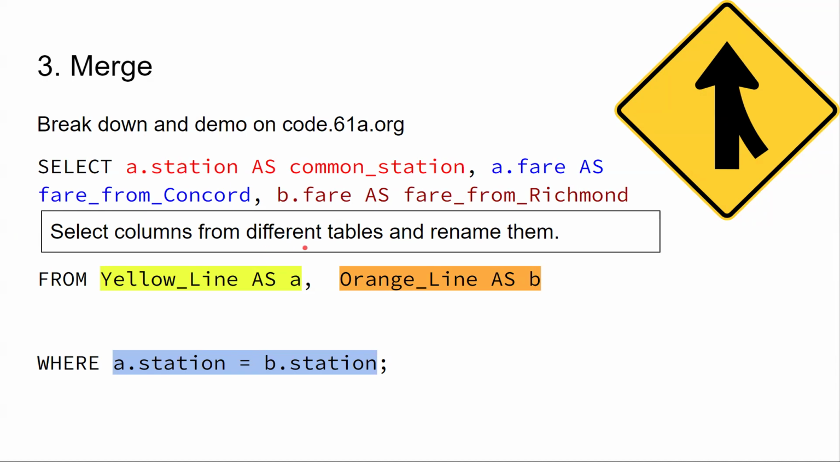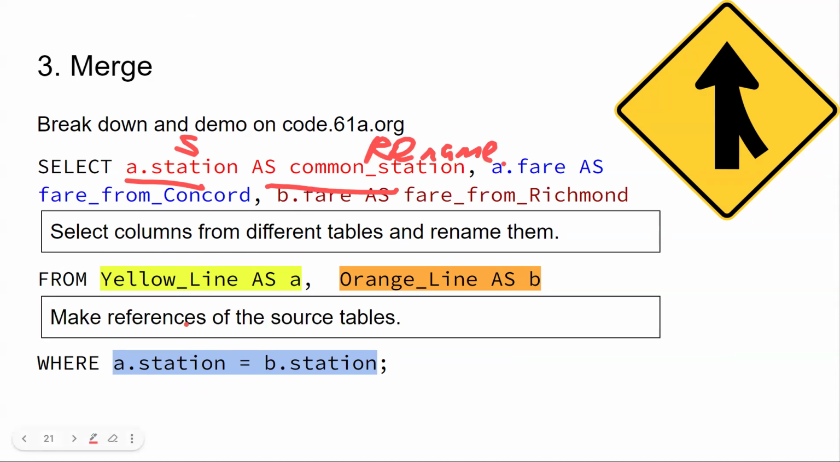So you're selecting columns, and when they're different, maybe you want to rename them. So this is selecting, and this is renaming. In the new table, there will be a brand new column name, and from two tables you have to make references to the source table. You can change their names, and you can also not do that. So you can either change the name or not.